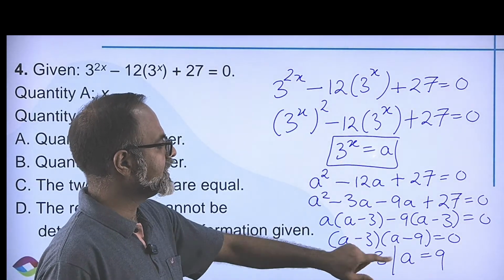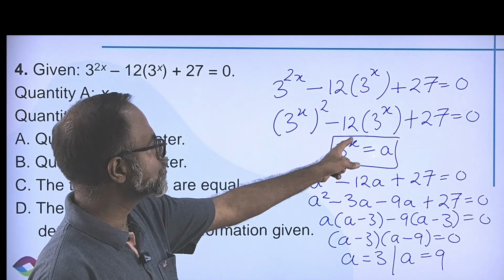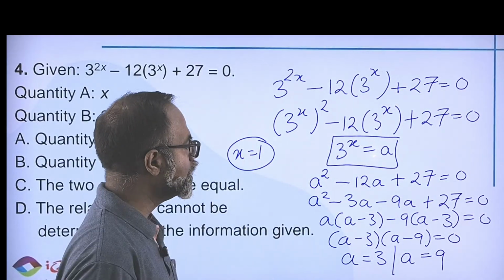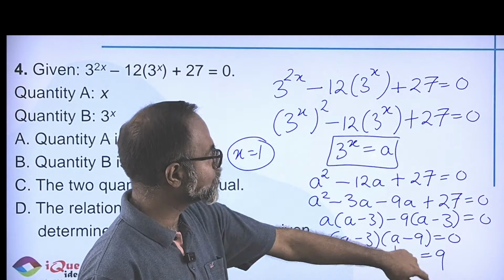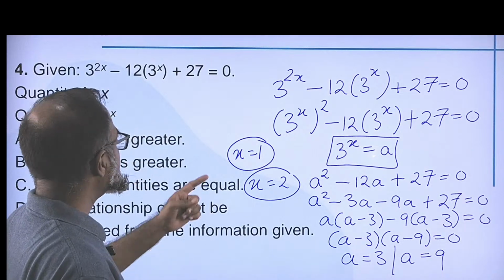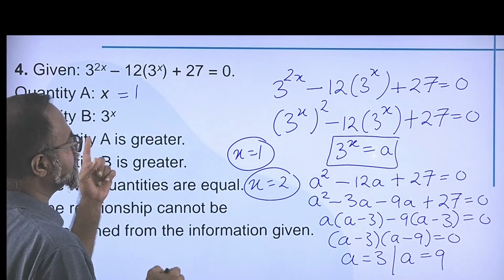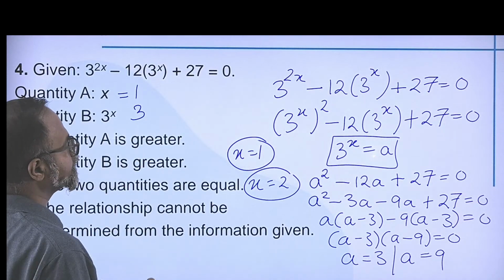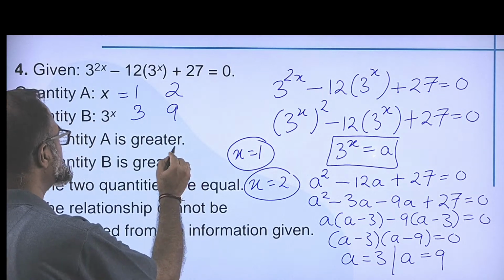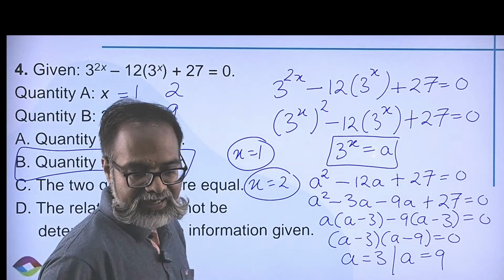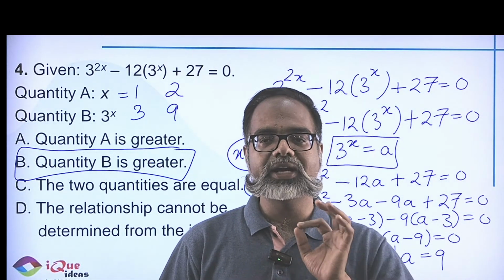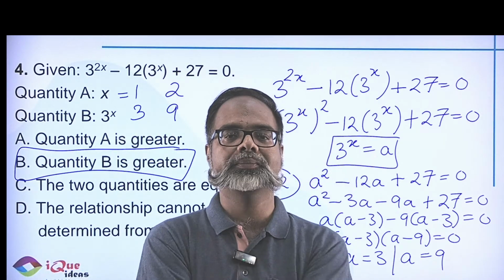So if I say a is equal to 3, then 3 raised to x is equal to 3, which means the value of x could be equal to 1. Or if a is 9, which is 3 square, then I can get the value of x is equal to 2. If x is equal to 1, 3 raised to 1 is 3, second quantity is greater. If x is equal to 2, 3 square is 9, again the second quantity is greater. So in either case, my second quantity is always greater than my first quantity. So I can definitely mark B as the answer and move ahead, right?